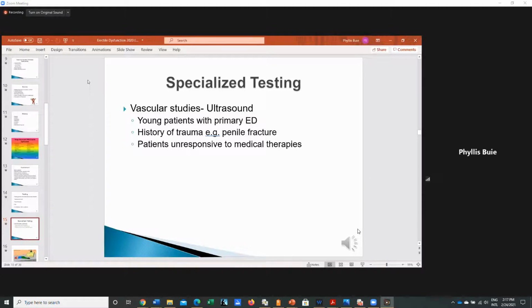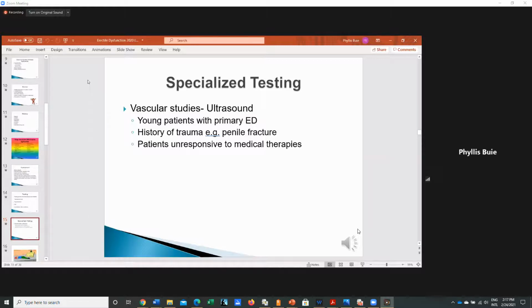We're typically going to do this testing in very young patients who have ED, because we want to look and see if there's anything vascular going on there, or anybody that may have had trauma, some type of motor vehicle accident, or maybe they were thrown off of a horse, or maybe they've had a penile fracture in the past, and those are very, very painful.